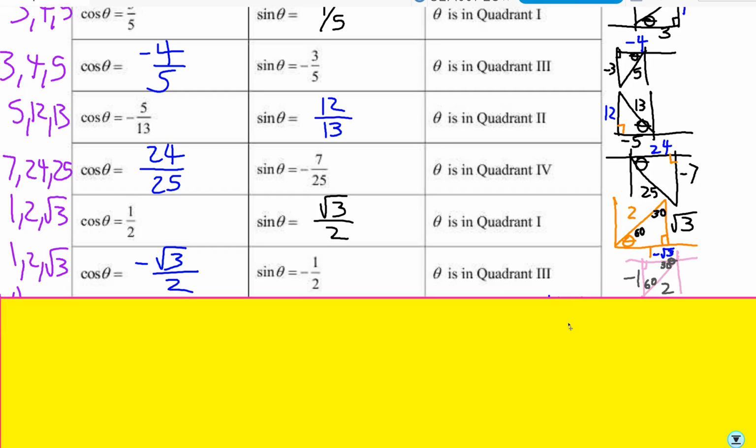Notice how on the left I named what the special right triangle is. 7, 24, 25 is not one that we discussed before, but that's another special right triangle only based on sides or Pythagorean. And then, of course, we have our 1, 2, square root of 3 right triangle, which is, of course, our 30, 60, 90 right triangle. And so depending on what quadrant it is, that helps determine what the signs are for the ratios.